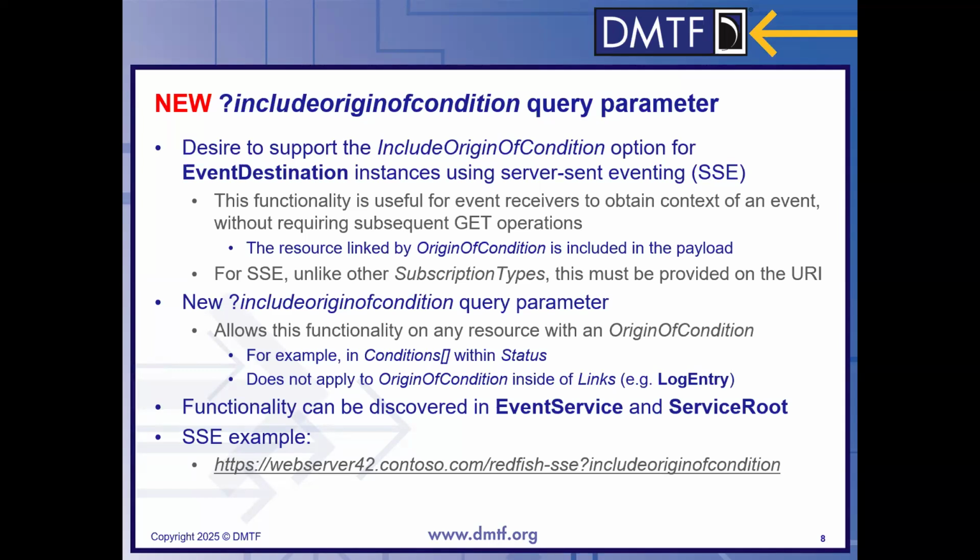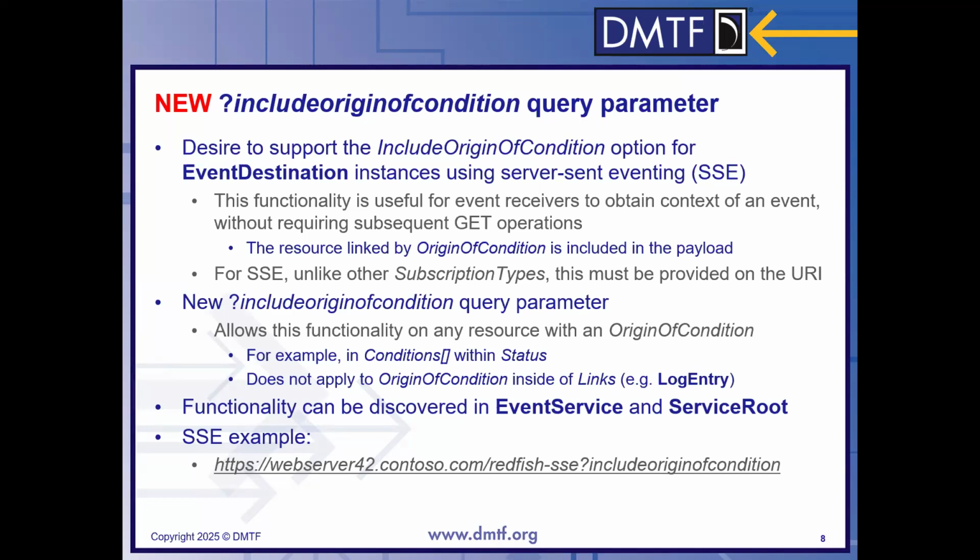We also saw value in allowing this as a more general usage in get operations. There are other properties in the data model, when you're doing things like inspecting the conditions array within status for a resource, that also include origin of conditions, and so we want to use this as a shortcut to using expand, but on a reduced set of data. This only applies to cases where it's directly inside the resource and not part of a links object.